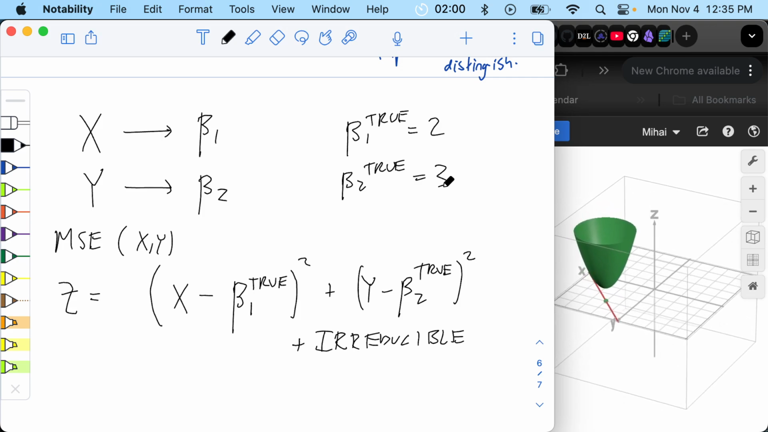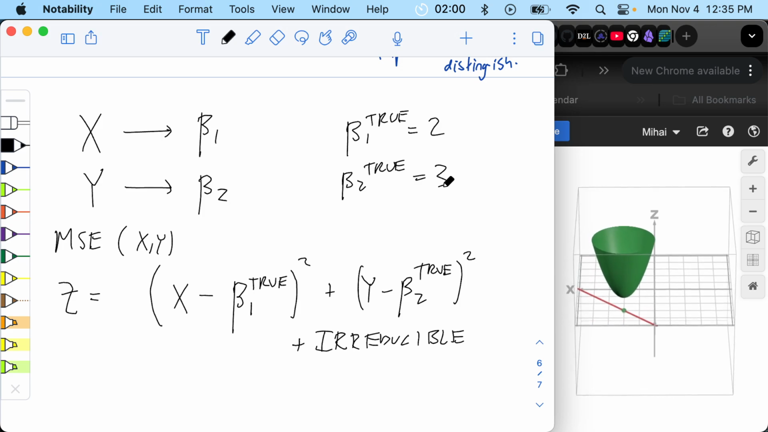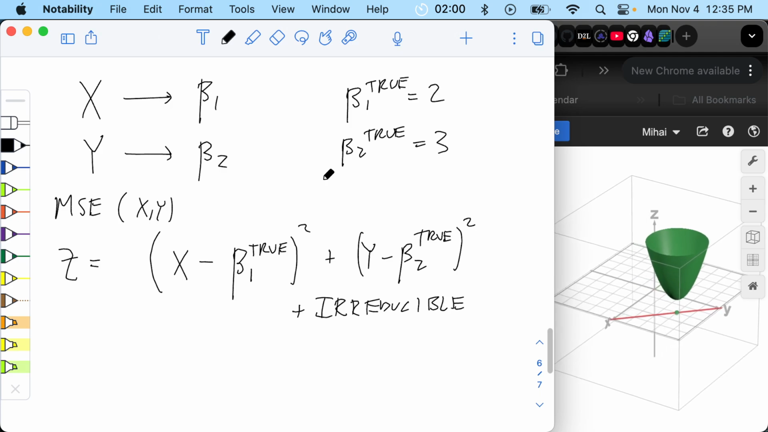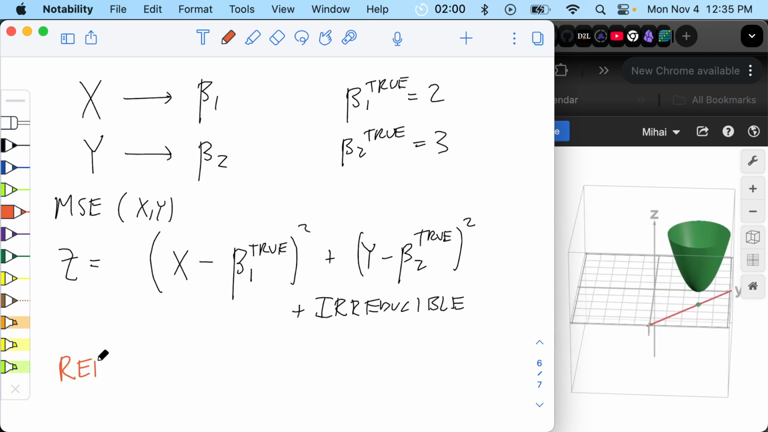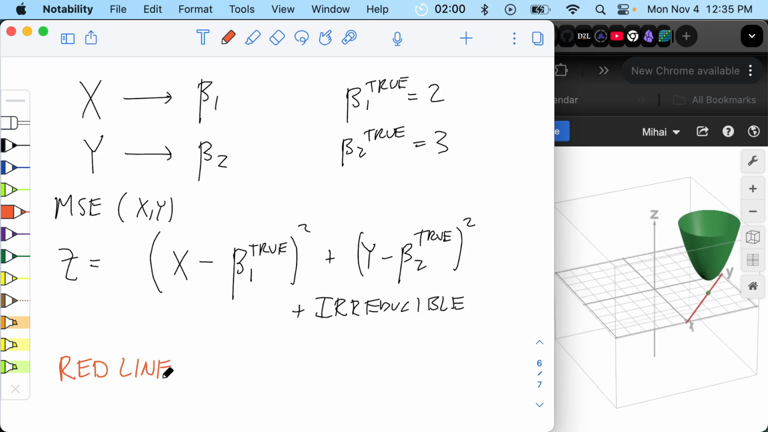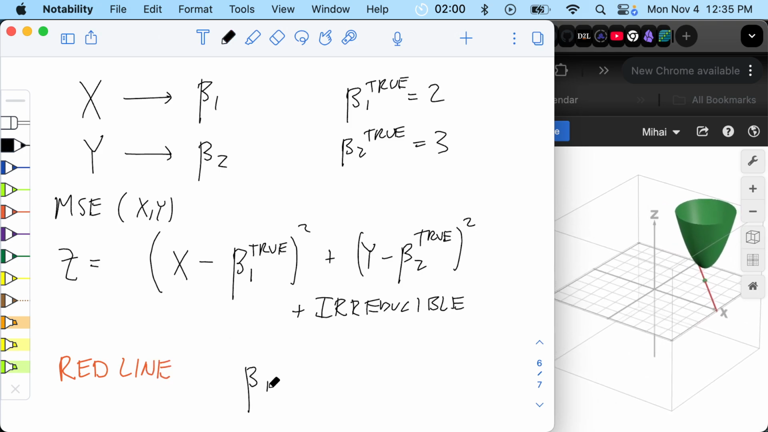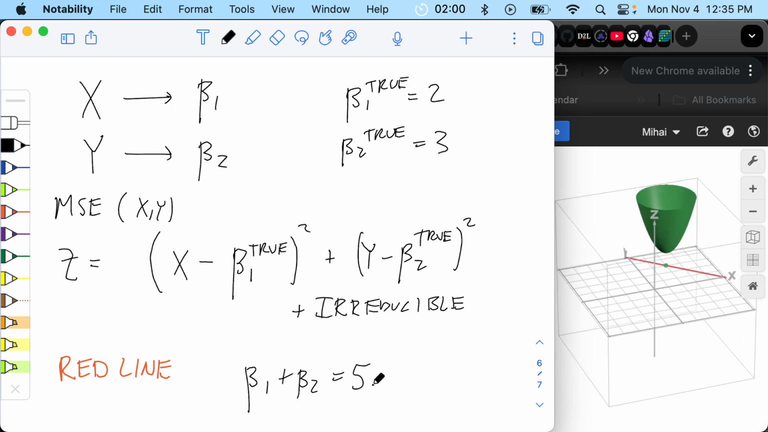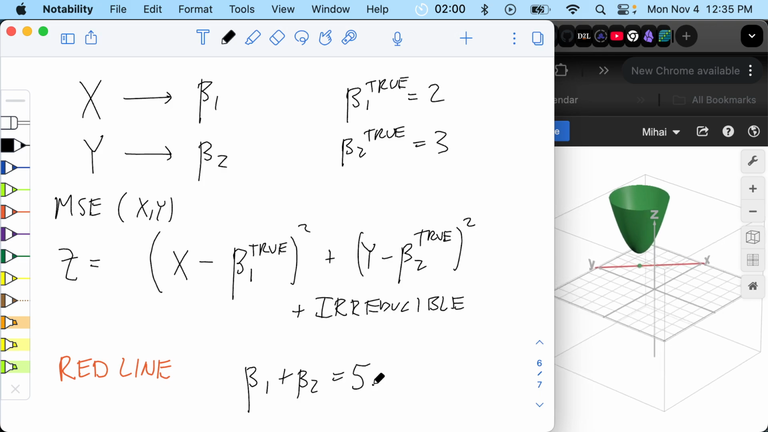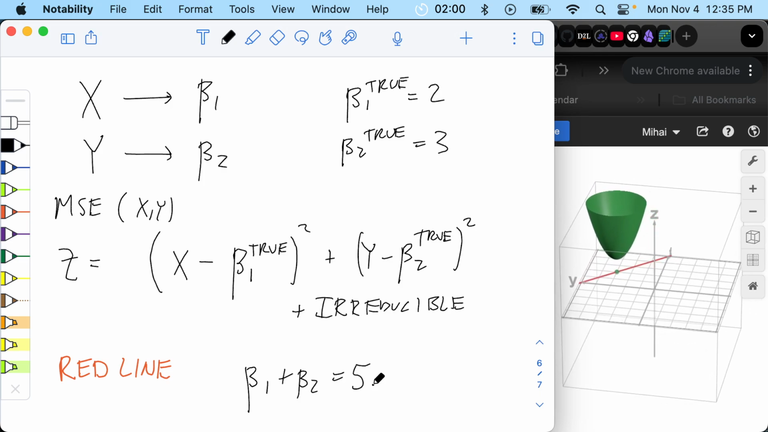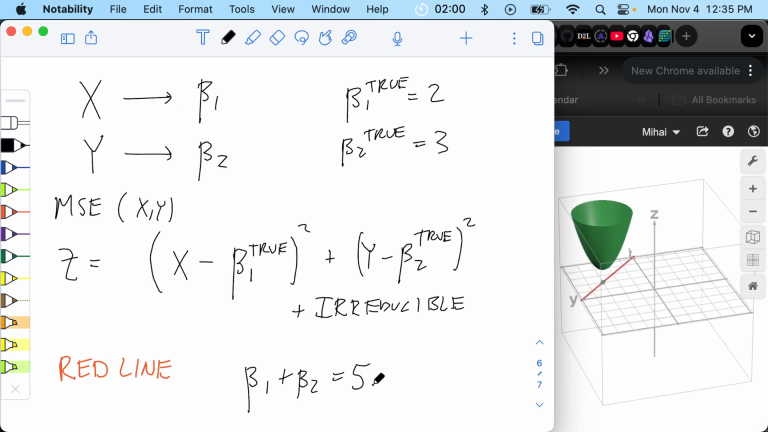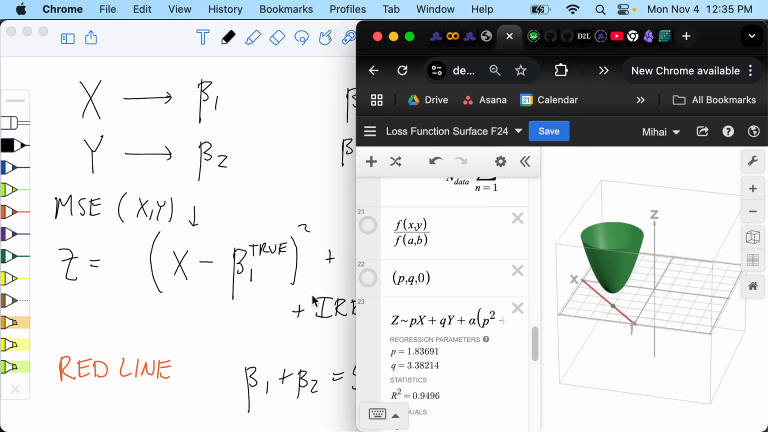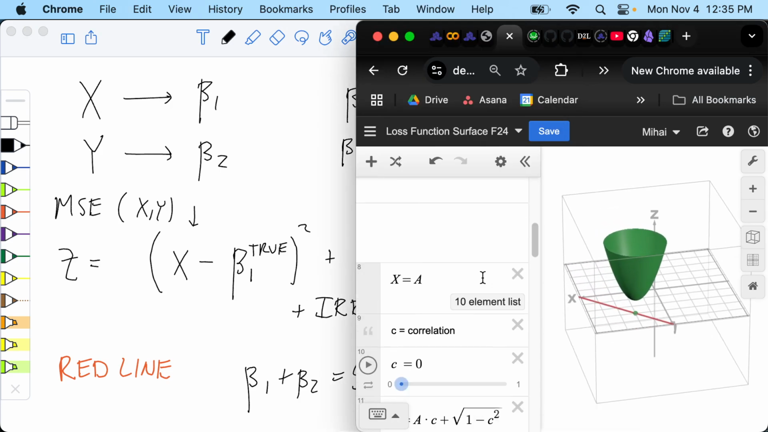What about this line? What is this line? This red line is the line beta 1 plus beta 2 equals 5. Those are all the things where the sum of the coefficients is 5. And you're trying to estimate this 2, 3. And I want to show you what happens if the x's and the y's become correlated. If the x's and the y's become correlated, then it starts to look a little bit different.